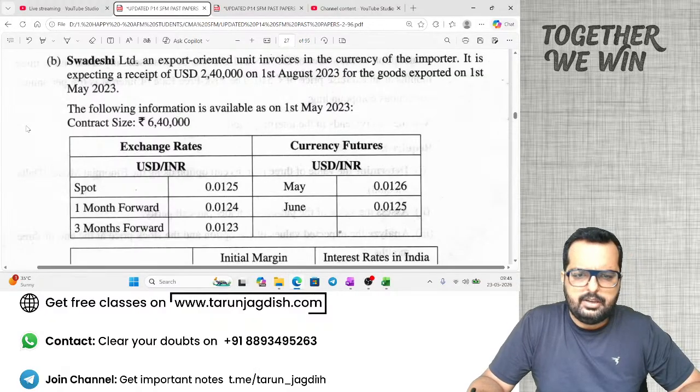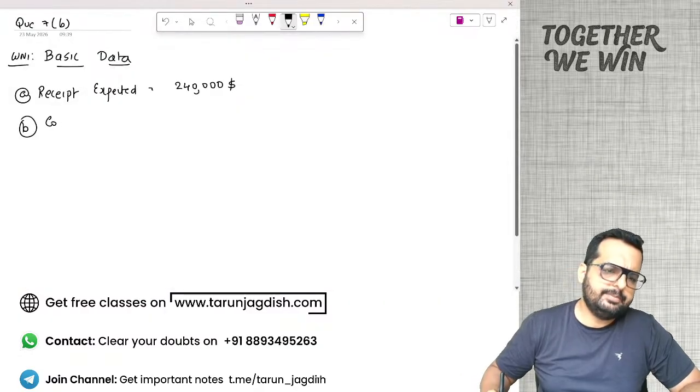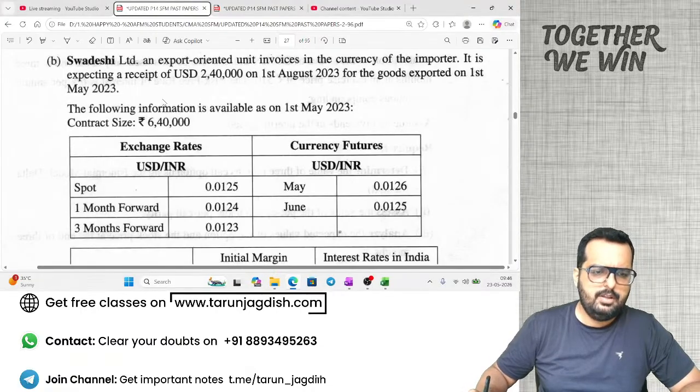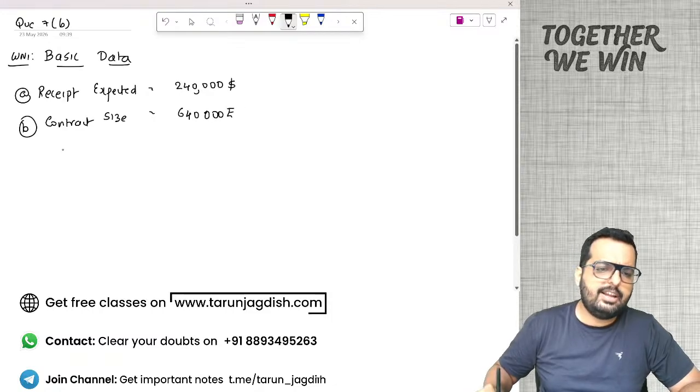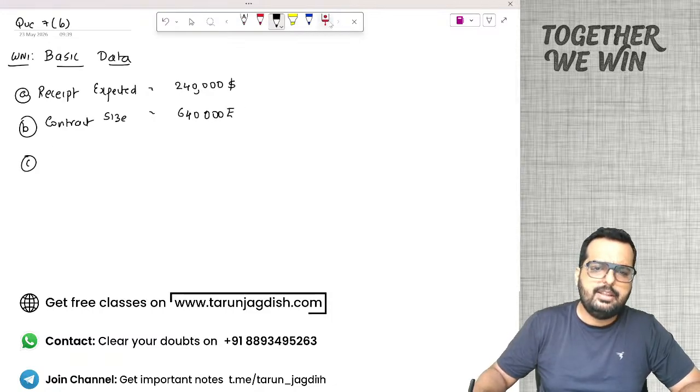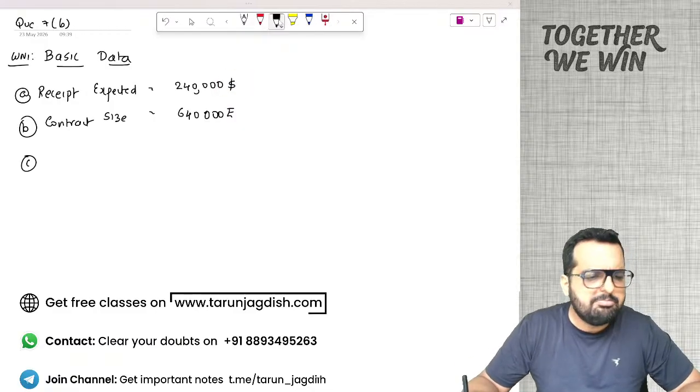$240,000. Everybody clear? The following information is also available. Contract size is 6,40,000 rupees. Friends, this contract size is given in rupees, but the receivable is in dollars. This will make your life miserable.